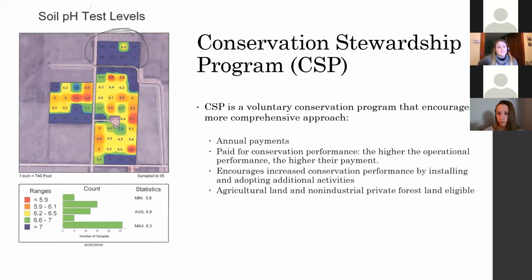It encourages land stewards to improve their conservation performance by installing and adopting additional activities on top of what you may have done for EQIP, and improving and maintaining those existing practices. All ag land is eligible, and all non-industrial private forest land is eligible as well. But this program does enroll your entire operation rather than just those red acres. So if you're interested in more detail, we'll go into that if you call your NRCS office.